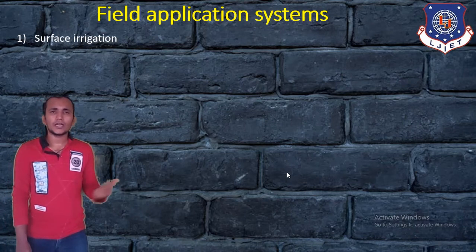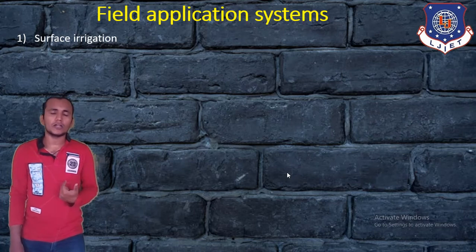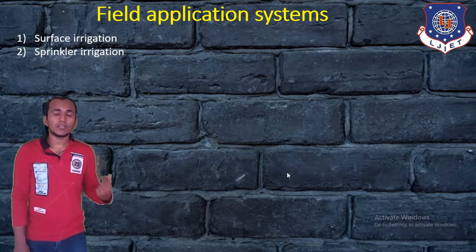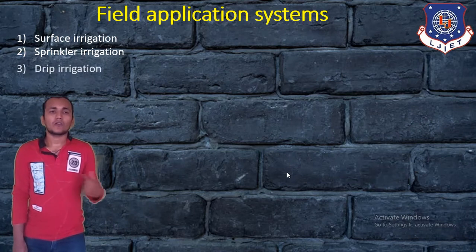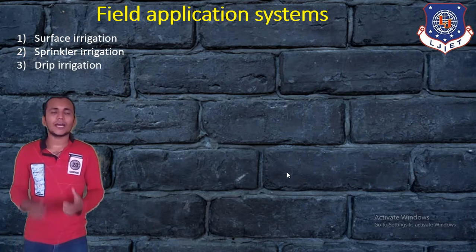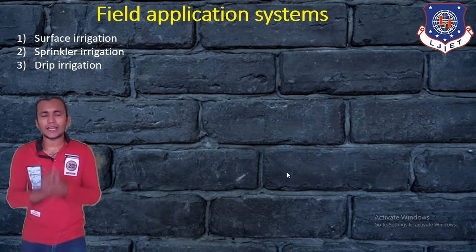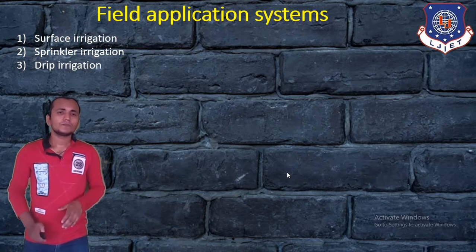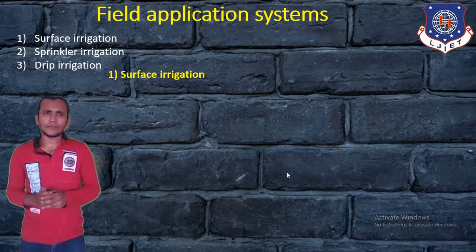So there are different kinds of techniques for supplying the water to our crop. That is surface irrigation, then sprinkle irrigation, then drip irrigation. So those are the different irrigation systems that can be used here in the field application system. Now first, that is the surface irrigation.